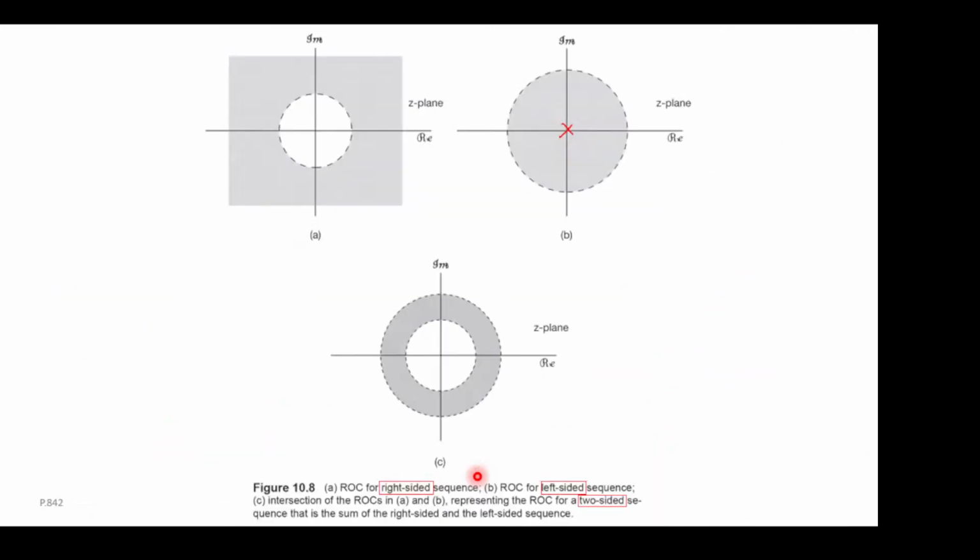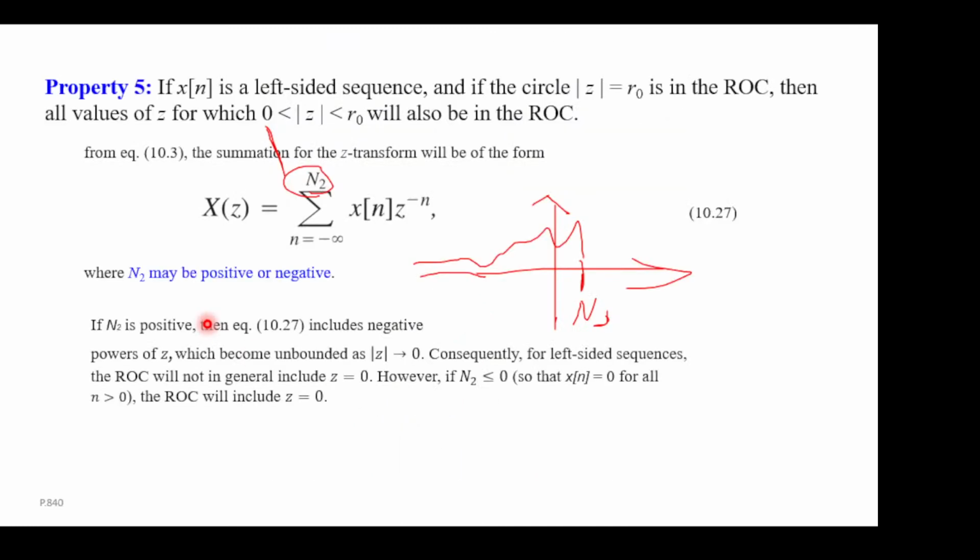Okay. And here is a little spoiler. As we said, the right-sided ROC should look like this thing that pushes to R infinity, but might not actually include R infinity. And then there will be a left-sided one, which is just the reverse, and there will be two-sided, which should be a ring. As we say, a left-sided sequence is some x[n] that stops at some n2 here.